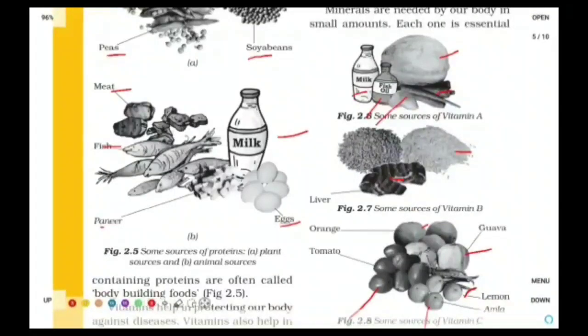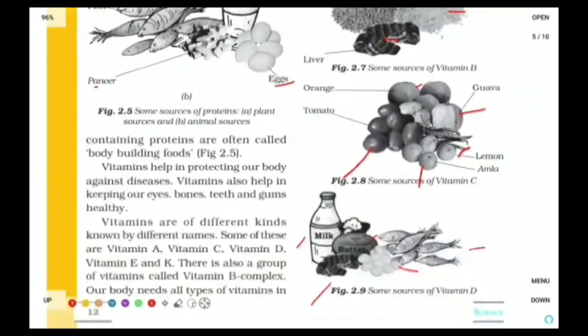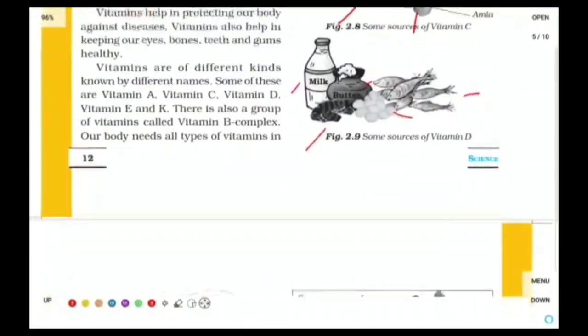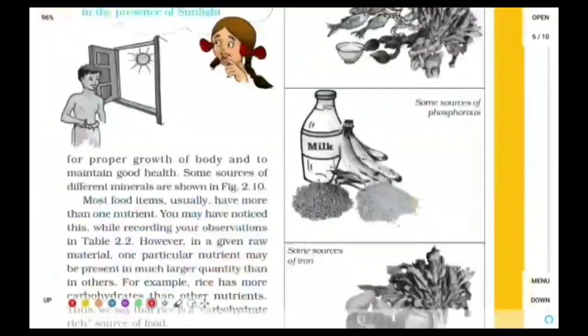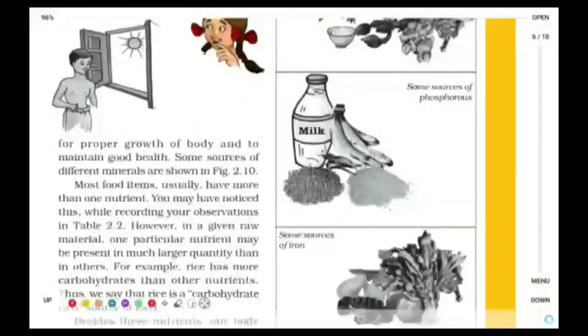Now, moving down, we have an important source of vitamin D, which is our sunlight. Standing in the morning sunlight for some time is really helpful for our body to gain vitamin D.